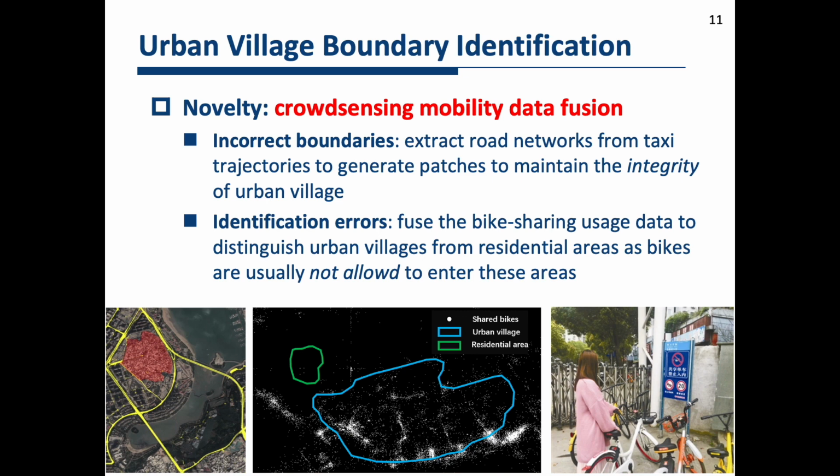In this work, we propose to fuse crowd sensing mobility data with remote sensing imageries to improve the boundary identification accuracy. Specifically, in order to avoid incorrect boundaries, we extract road networks from taxi trajectories and generate patches to maintain the integrity of urban villages. And second, in order to avoid identification errors, we fuse the bike sharing usage data to distinguish urban villages from residential areas, as bikes are usually not allowed to enter residential areas.